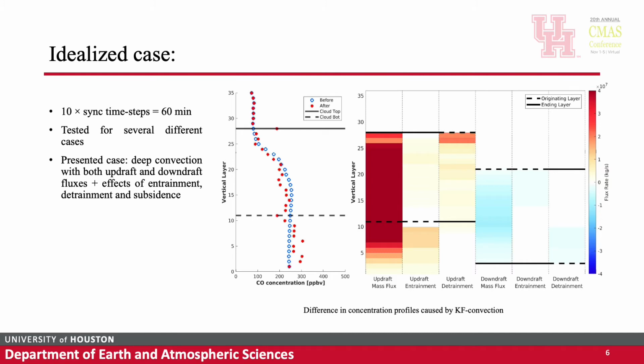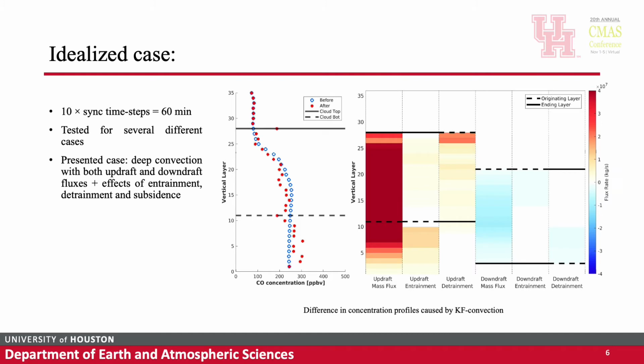To this end, we studied several cases. Four of them are deep convection with updraft, deep convection with downdraft only, deep convection with updraft and downdraft, and shallow convection with updraft. For all these cases, we accounted for the effect of entrainment, detrainment, and subsidence.